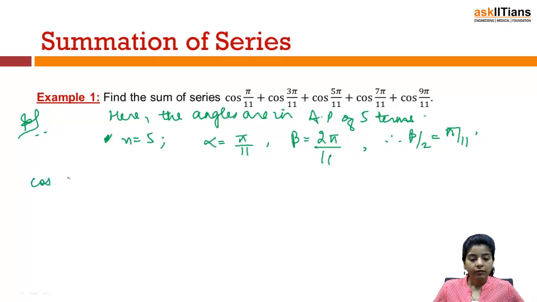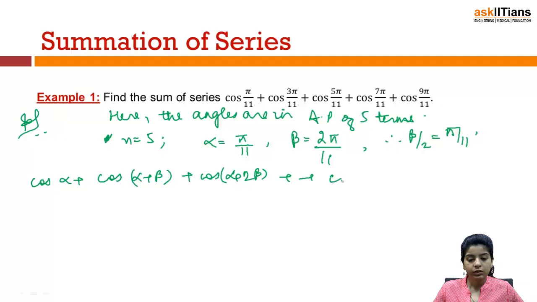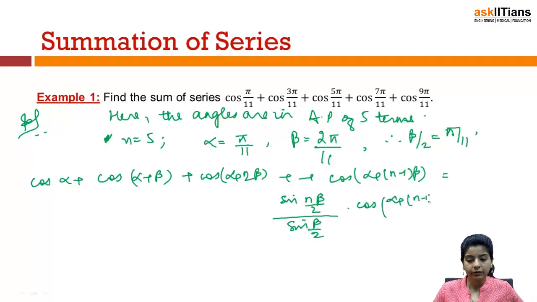So if you have a series of cos, this is the formula that is used: cos alpha plus beta plus cos alpha plus 2 beta plus so on, cos alpha plus n minus 1 beta, is equal to sin n beta by 2 by sin beta by 2 into cos alpha plus n minus 1 beta by 2. Okay. So this is the formula that we are going to use. So you just need to substitute the values in this formula.